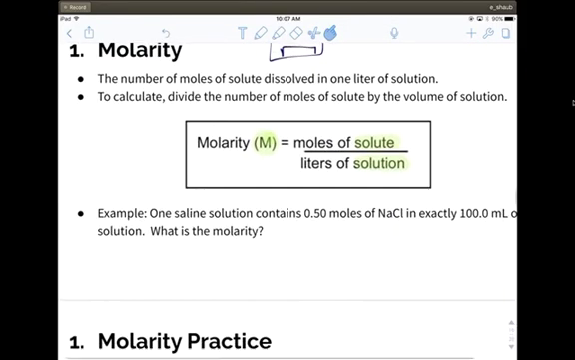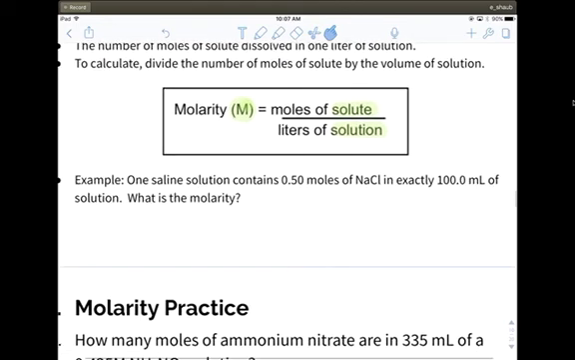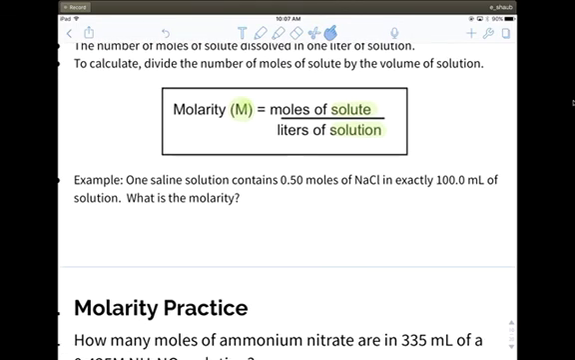So basically with molarity calculations, you just need to look at what you're given in the problem. If you're being asked for the molarity, that means you're solving for capital M, and that means that you should know the moles and the liters. So in this first example, it says a saline solution, which just means a saltwater solution, contains 0.5 moles of sodium chloride in exactly 100 milliliters of solution. What is the molarity? So that means that we're solving for M.